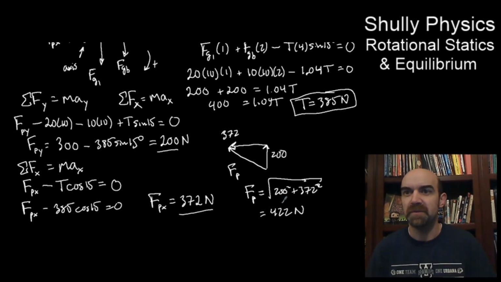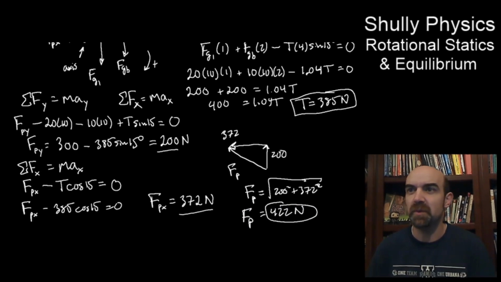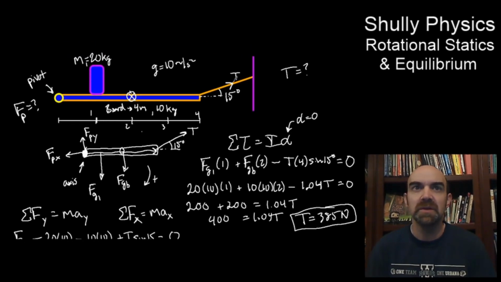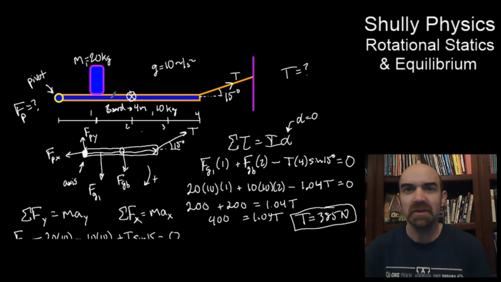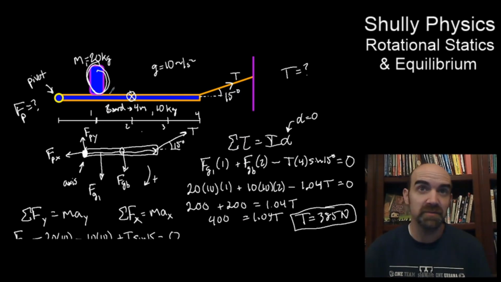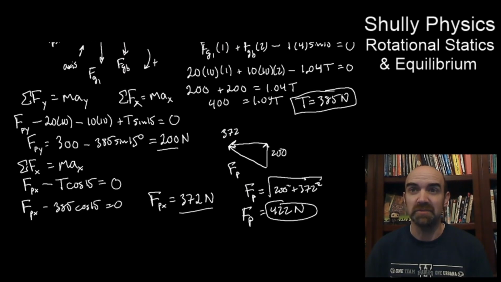There it is. So does it make sense that the pivot force is greater than the tension? Well, let's see. Yeah, I think it does. More of the weight is distributed on this side of the beam. So the pivot is pulling away from that tension and up.